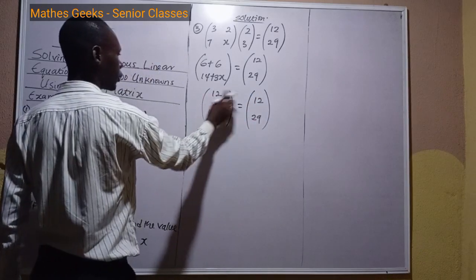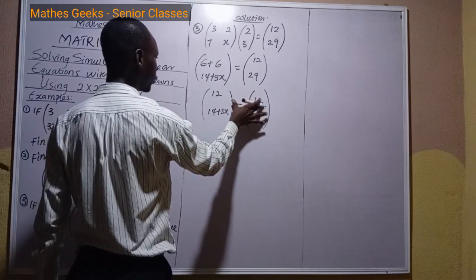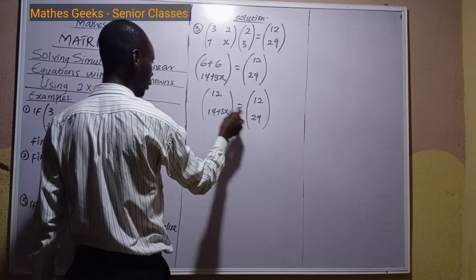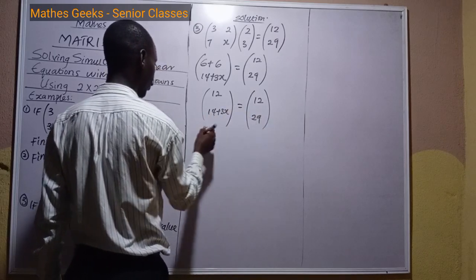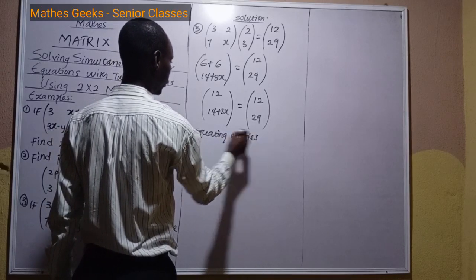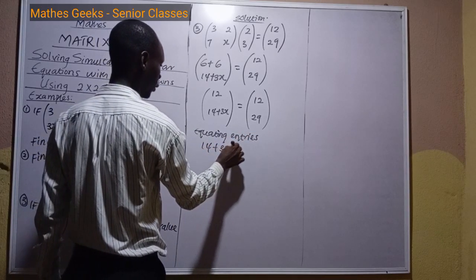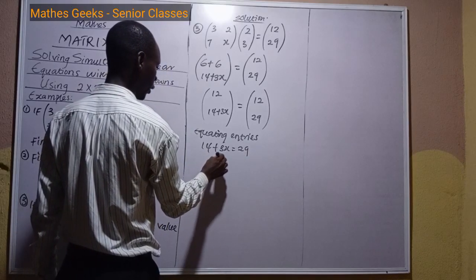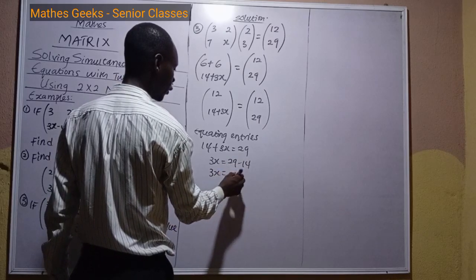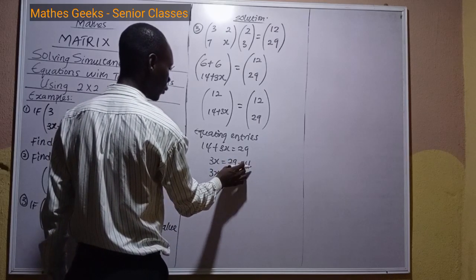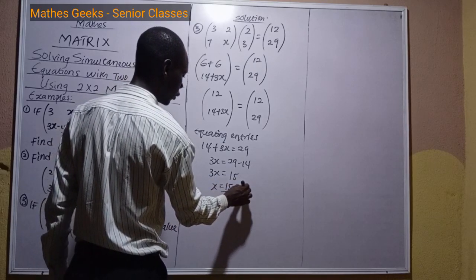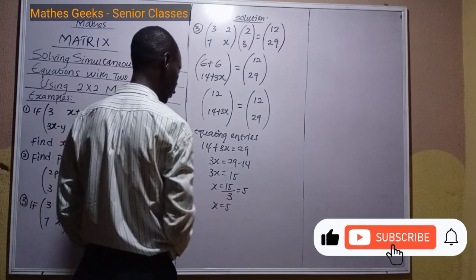So you can see this is equal to this. That means that in this first entry, we are going to equate this entry to this entry. So equating entries, you have 14 plus 3x is equal to 29. So 3x equals 29 minus 14. 3x equals 15, so x is equal to 15 over 3, which is 5. So x is equal to 5.